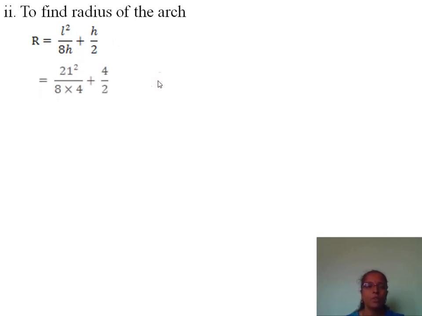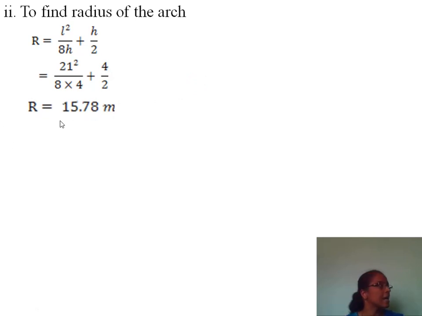So let us substitute the values of L and h. L is 21 meters and h is 4 meters. So 21 square divided by 8 into 4 plus h by 2, 4 by 2. If you simplify it, you are going to get the value of radius as 15.78.